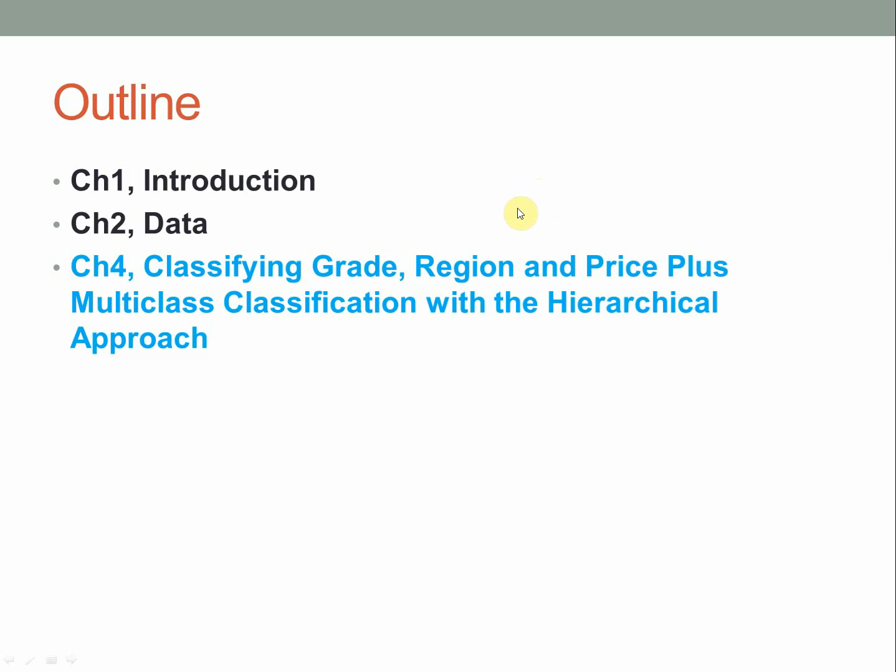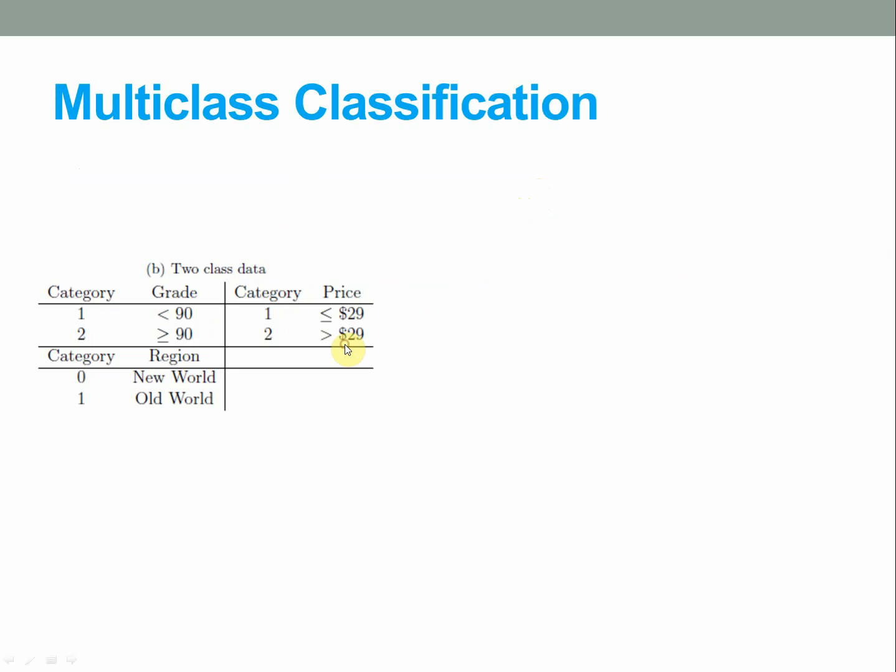Now, let us take a look at how we use the data to do multi-class classification on grade and price. If we are only looking at binary classification, for example on grade, we predict whether y is 90 plus or 90 minus. If we do binary classification on the price, the problem we define in this thesis is that we try to predict whether y costs more than $29 or less than $29.